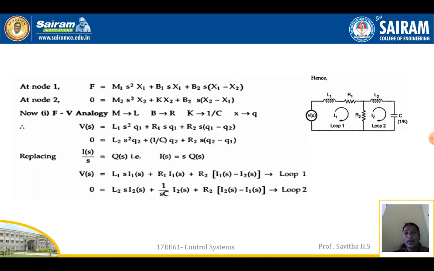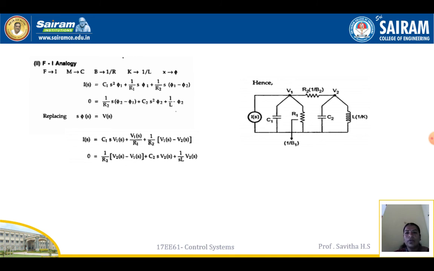So first we'll go for the FE analogy. M should be replaced by L, B should be replaced by R, and K is replaced by 1/C. So V(s) is equal to L1 s squared Q1 plus R1 s Q1 plus R2 s (Q1 minus Q2), or we can write it as I1 minus I2 also. So if we consider I1 minus I2, the equation is written as V(s) is equal to L1 s I1(s) plus R1 I1(s) plus R2 (I1(s) minus I2(s)). So that is for loop 1. And for loop 2, L2 into s I2(s) plus 1/sC I2(s) plus R2 into (I2(s) minus I1(s)).